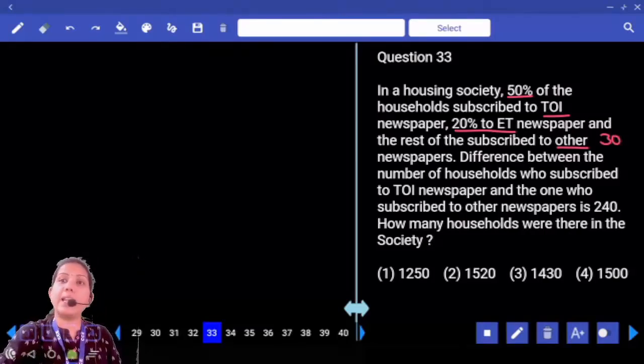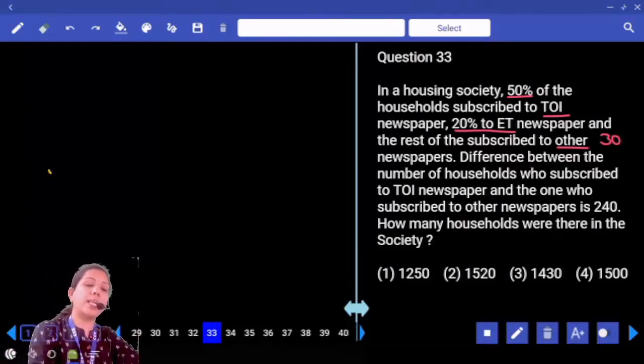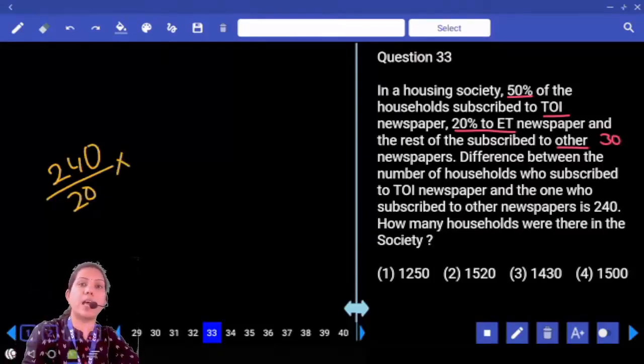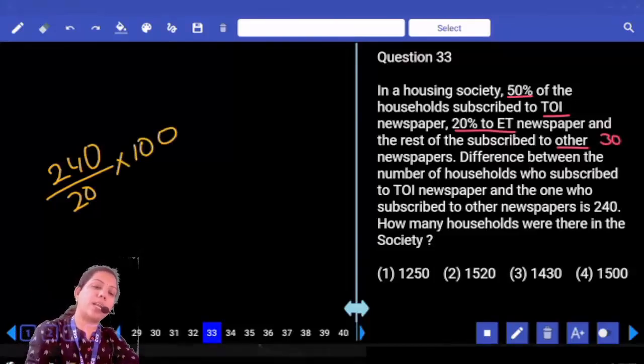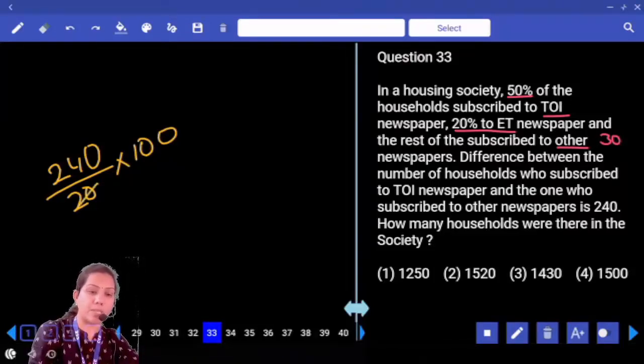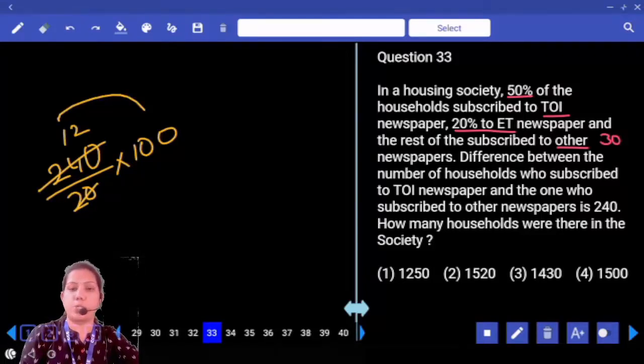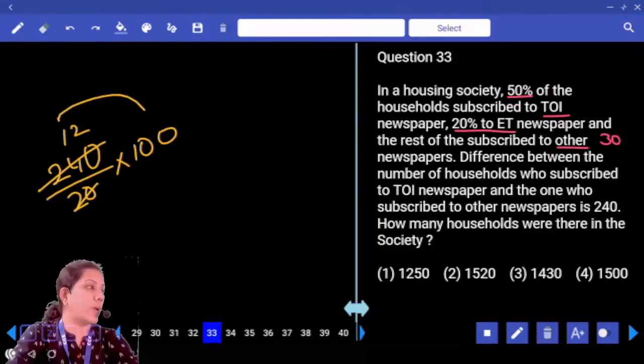And next, the difference between the number of households who subscribe to TOI newspaper and the ones who subscribe to other newspapers is 240. What is TOI in percentage form? 50. And ET? 20. And other? 30. There is a difference between TOI and other. TOI is 50 and other is 30. Difference is equal to 20. 20% value is equal to 240. And the question is total number of households, that is always 100%. 20 exactly how many times? 12 times. So 1200 is the answer, that is fifth option.